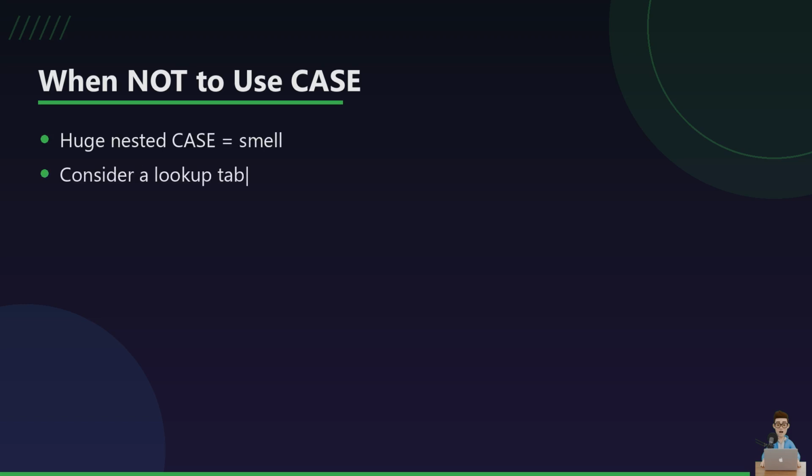One caution, if your CASE grows into 20 nested branches, that's a signal, not a badge of honor. Big fixed mappings often belong in a little lookup table you join to, not buried in a query. CASE is for logic, a table is for data. Keep it small enough to read in one breath.